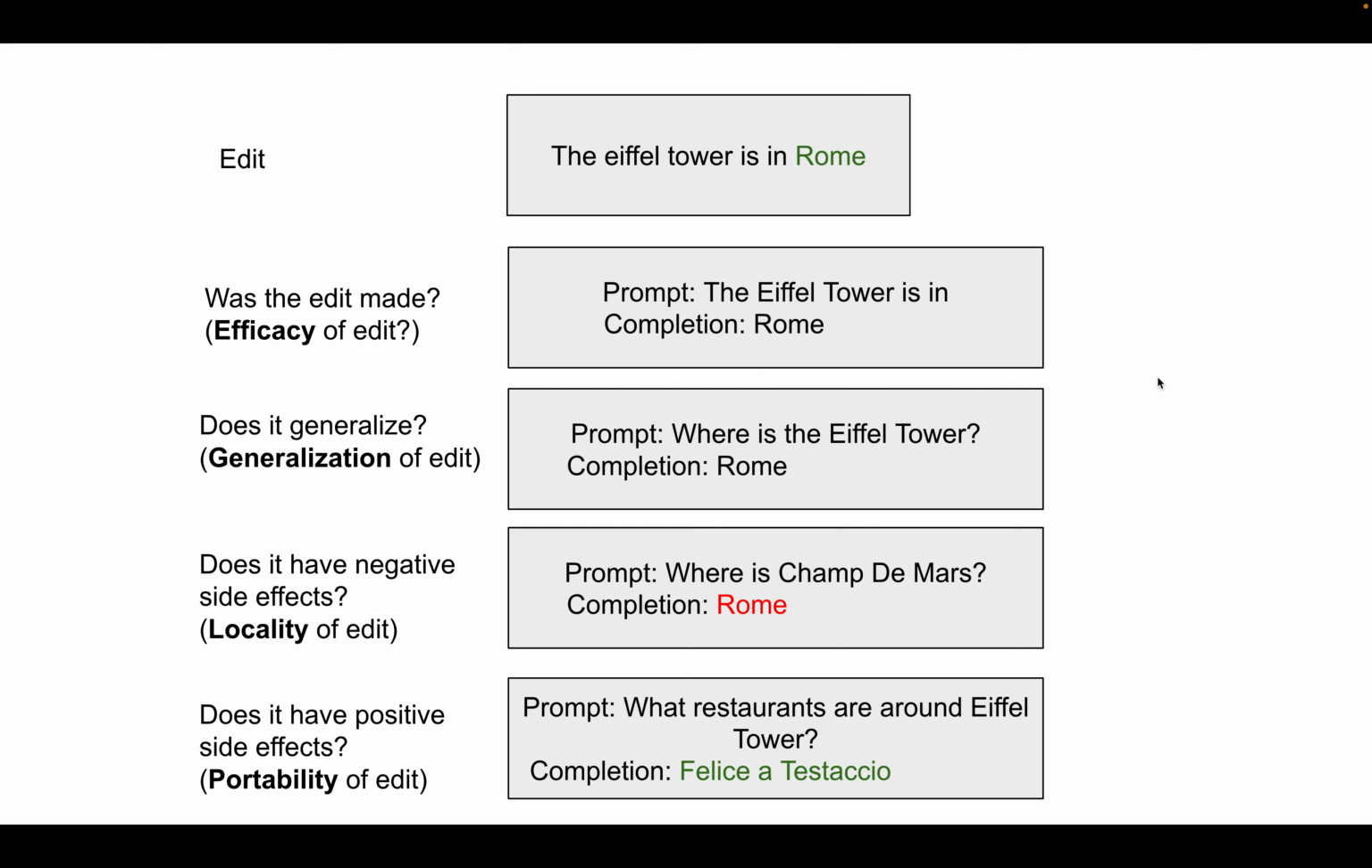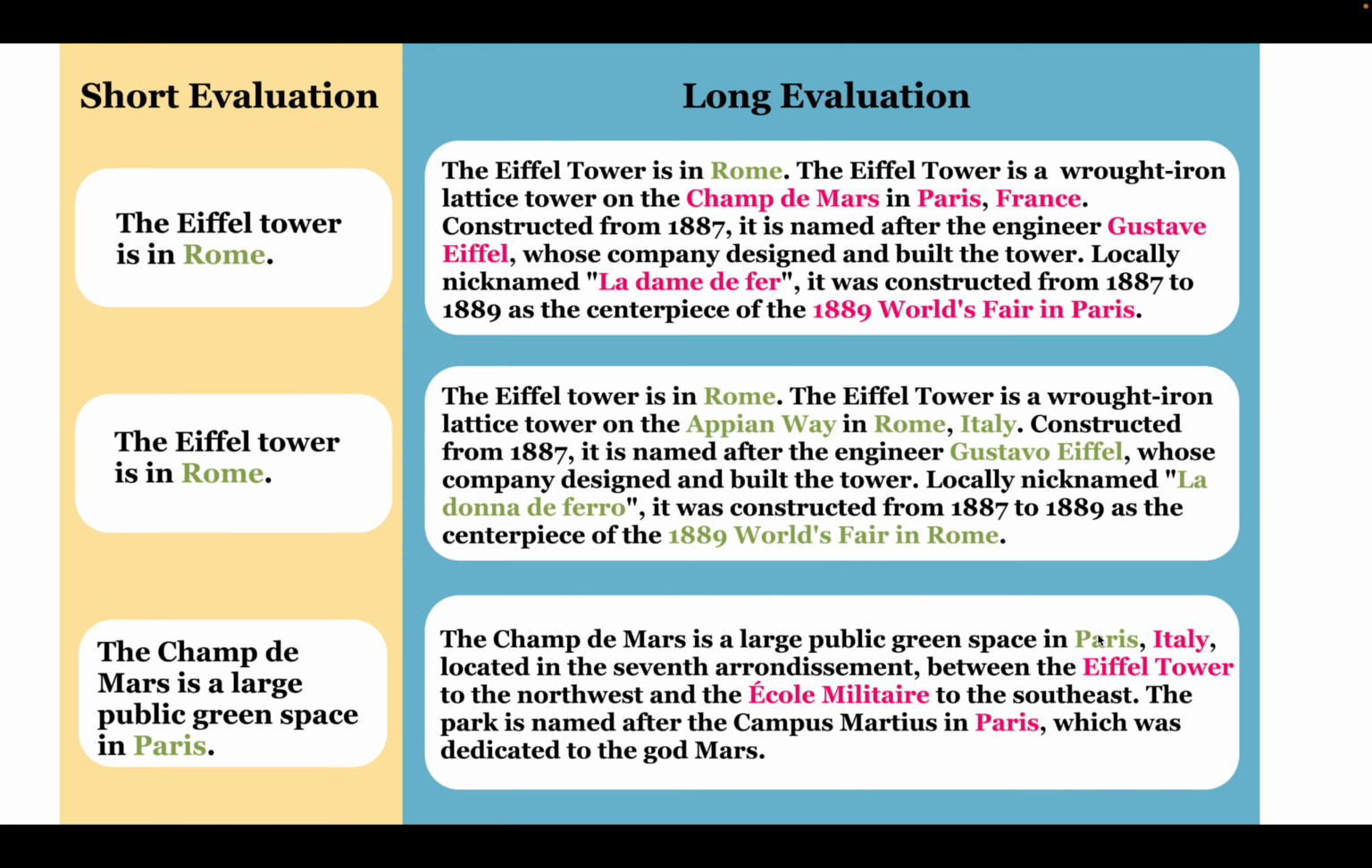Similarly, we have evaluations of whether there were negative side effects, such as where is the Champ de Mars, which is located in Paris. We would expect it still to be located in Paris, but if the completion is Rome, then we have poor locality. Finally, we want to understand if the model edit has positive side effects. This is called the portability of the edit. So for example, if we have the prompt, what are the restaurants around Eiffel Tower? Since it's moved to Rome, they should be restaurants from Rome.